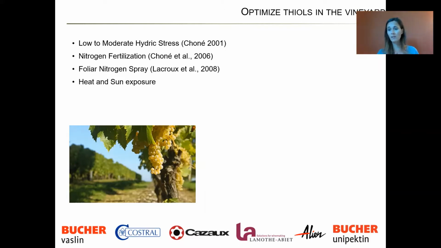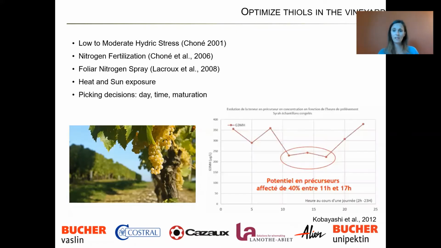The sun and the heat, sun exposure and heat will actually have a negative impact on the thiolic compounds. So the way you manage your canopy is something to be careful with. And the last point is the picking decision, of course, related to the maturation.